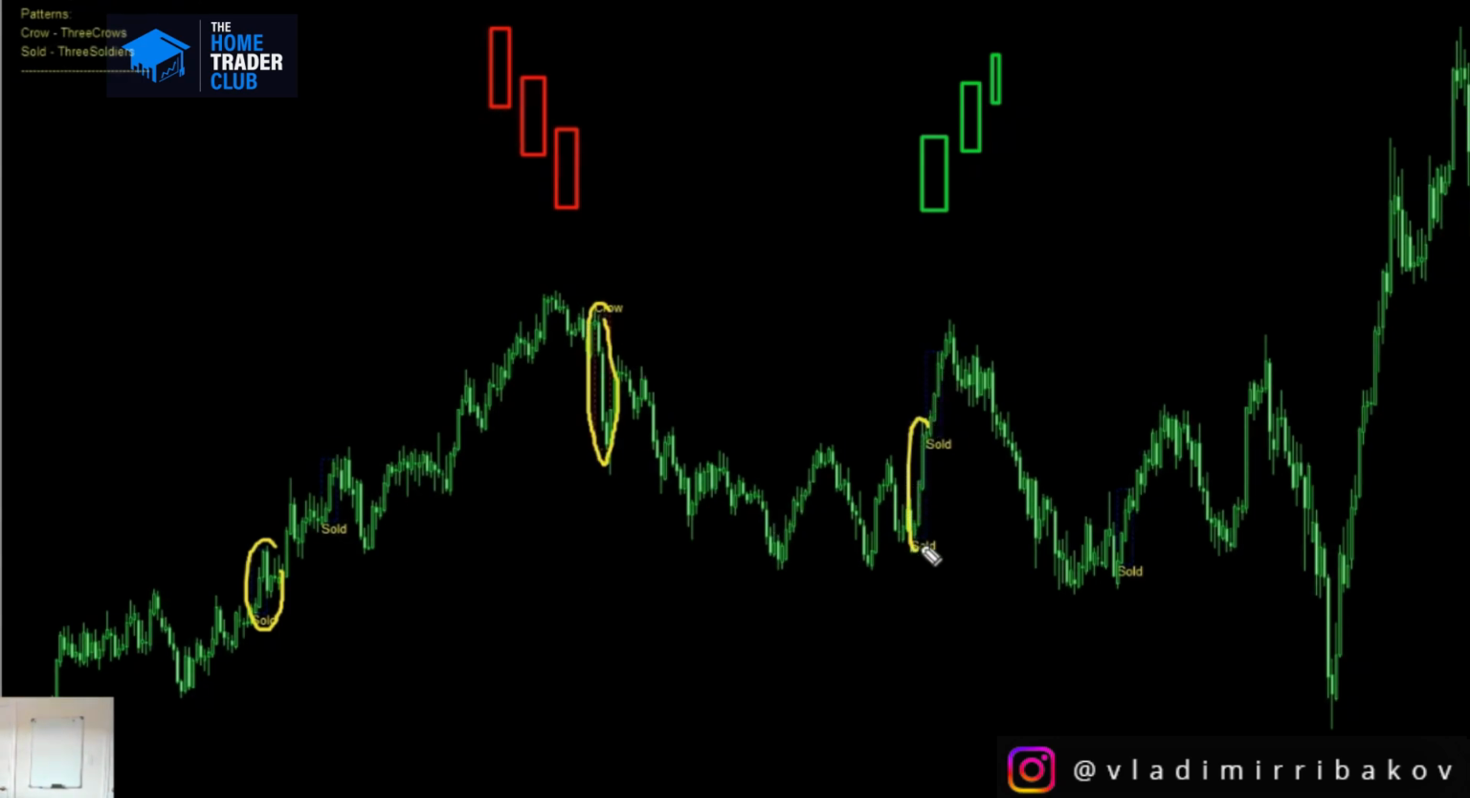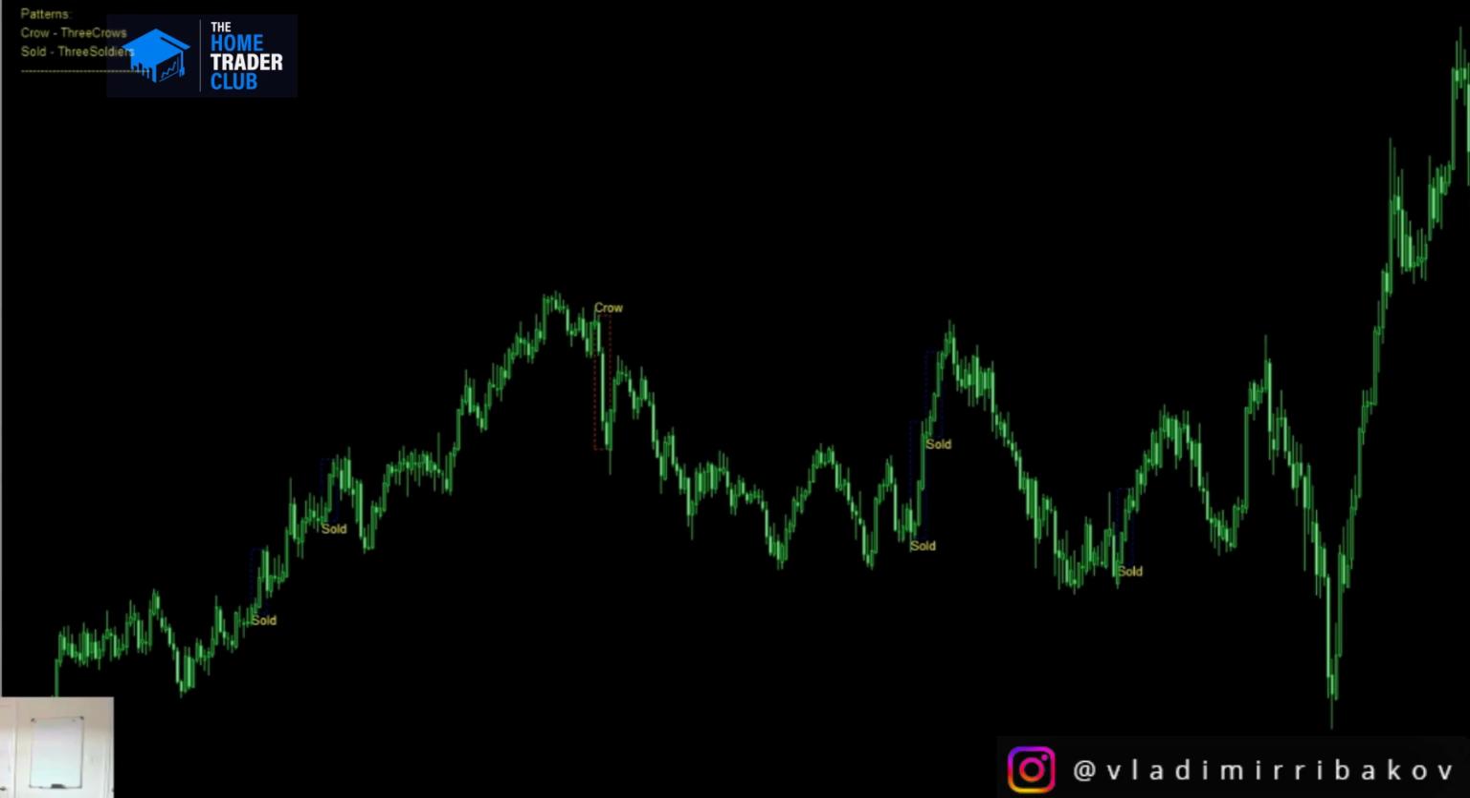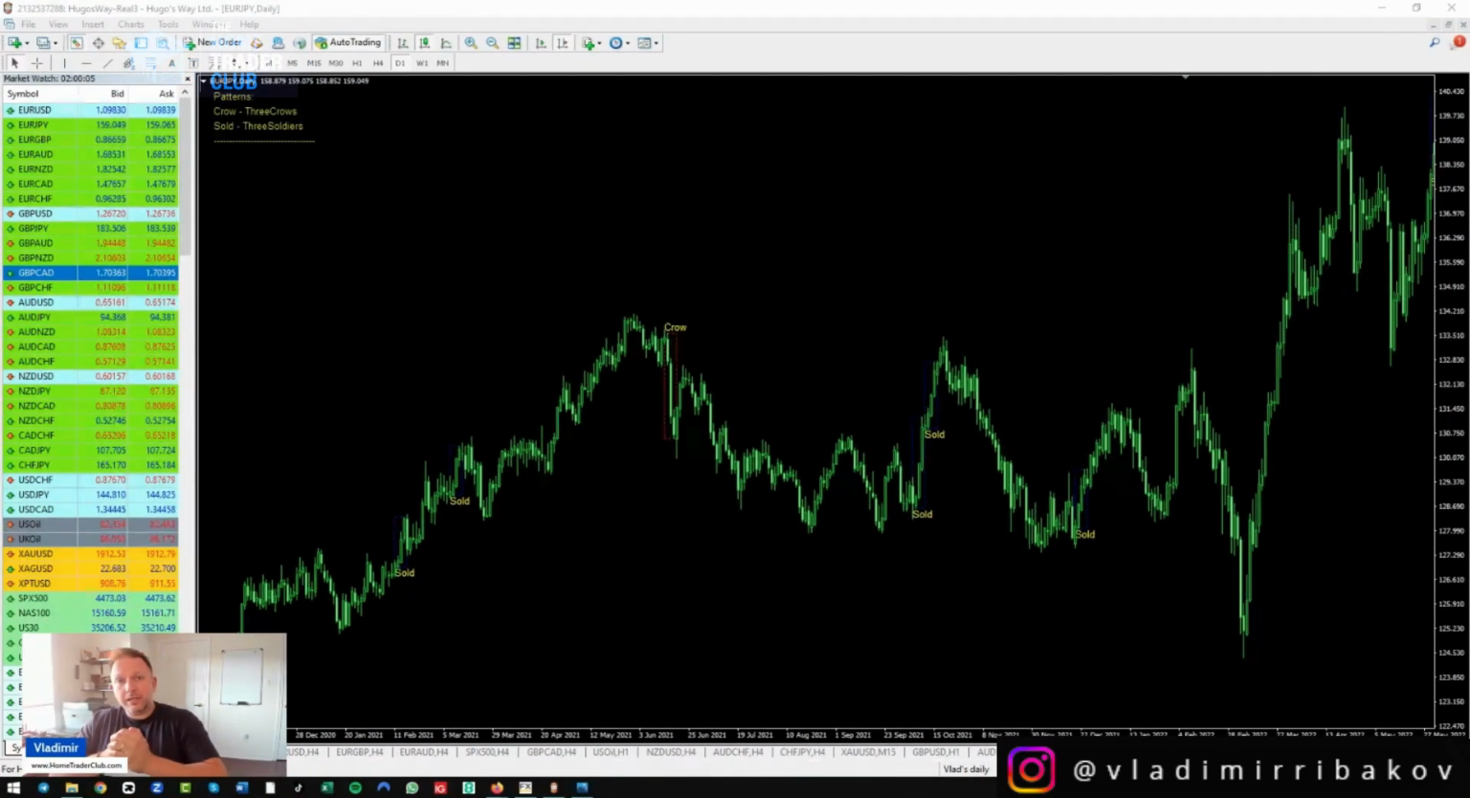It starts here on the bottom, and then we got extra candles. 3 soldiers again. Okay, so that's how it looks, and let's talk about where and how I like to use the candle pattern.